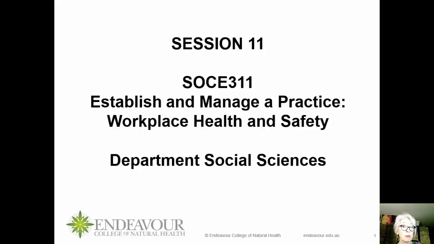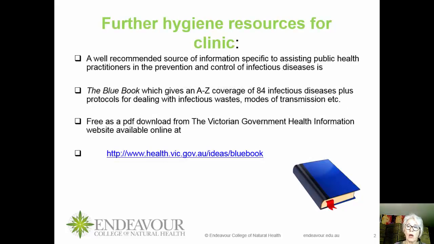So we're going to go into a little more detail about your clinic and further hygiene resources for your clinic. There's a well-recommended source of information specific to assisting public health practitioners in the prevention and control of infectious diseases, called the Blue Book, which gives A to Z coverage of 84 infectious diseases, plus protocols for dealing with infectious wastes, modes of transmission, etc. You can get that free as a download from the Victorian Government Health Information website. A good idea to get hold of that.